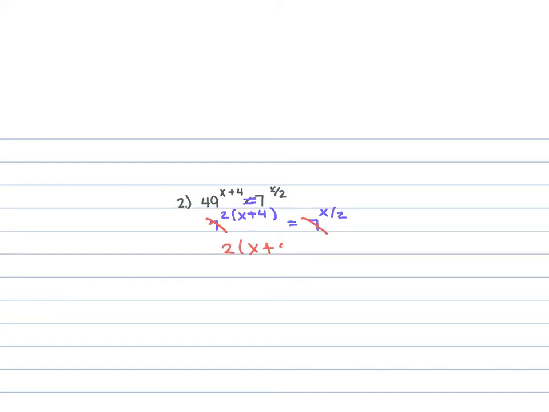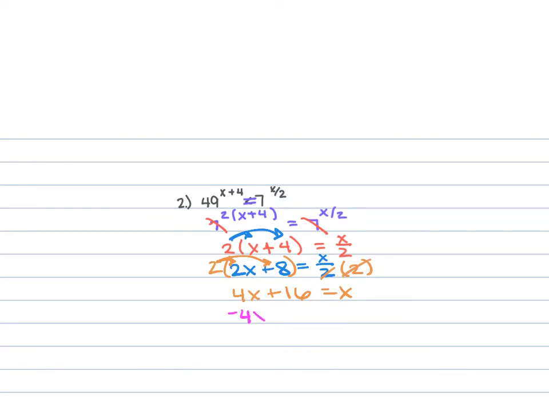So the 2 times x plus 4 is equal to x over 2. So we can distribute this 2. We're going to have 2x plus 8 is equal to x over 2. In order to get rid of this 2 in the denominator, we're going to multiply each side by the 2. So this is going to give us 4x plus 16 is equal to x.